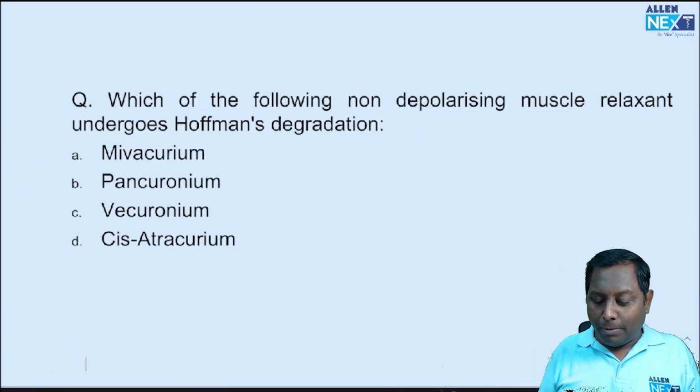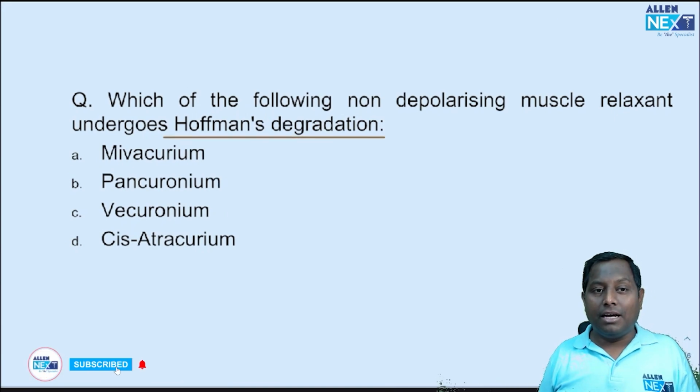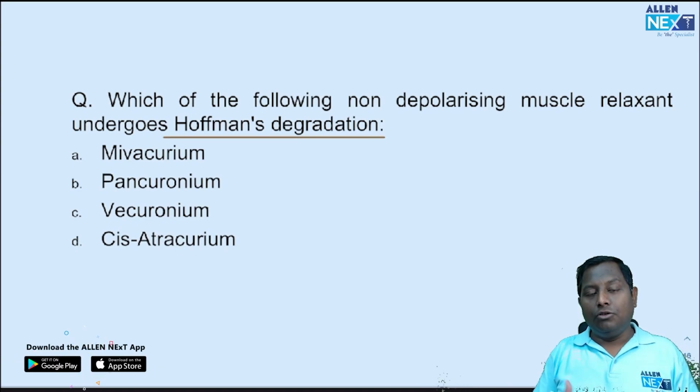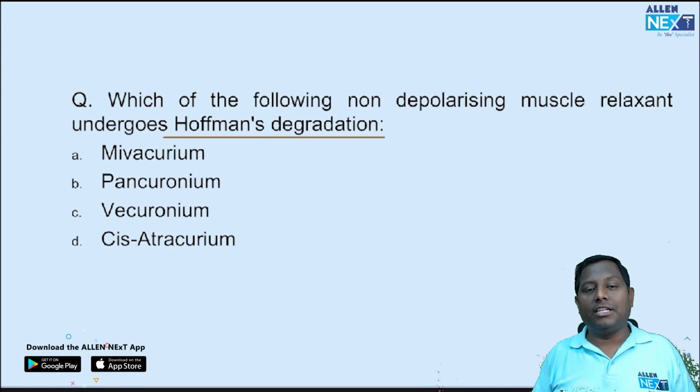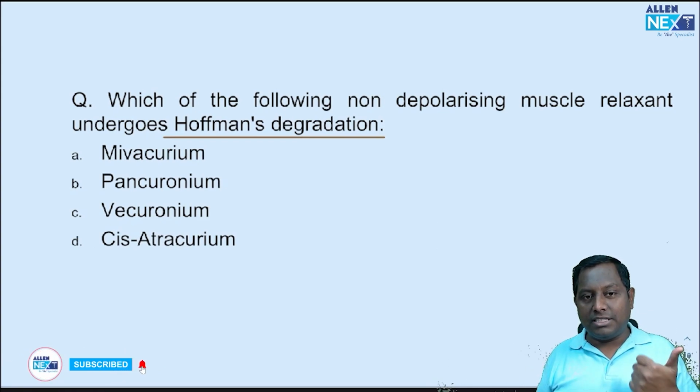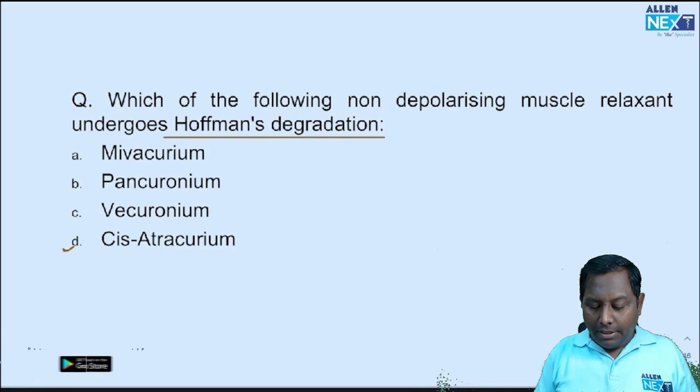I think this question was not even needed to read or spend time on. Hoffman degradation: due to structure rearrangement, some drug will be inactivated. So you can consider this as anesthesia, consider this as pharma, it hardly matters because both teachers teach it. Hoffman degradation happens in two drugs, cis-atracurium and atracurium.